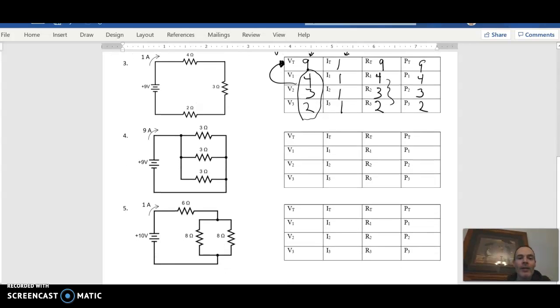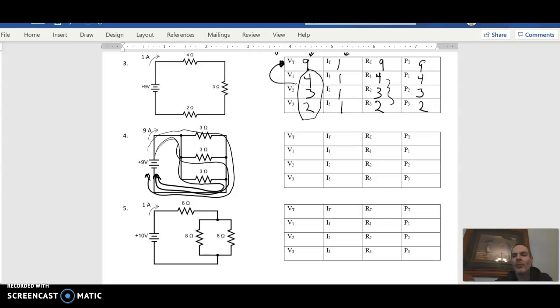This circuit right here is actually a parallel circuit. Might look a little odd, but the current can either go through this 3 to get back to the battery, or it can go down this branch, go through this 3 and get back to the battery, or it can go down this branch and through this resistor and still get back to the other end of the battery. So there's 3 ways to go with 3 resistors.